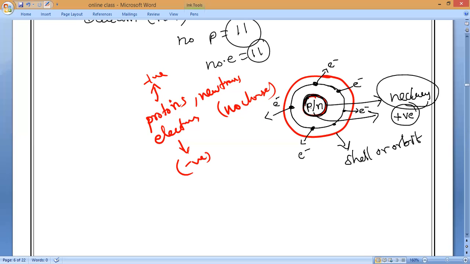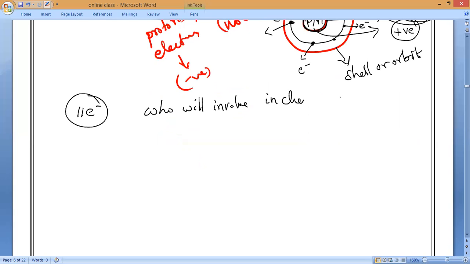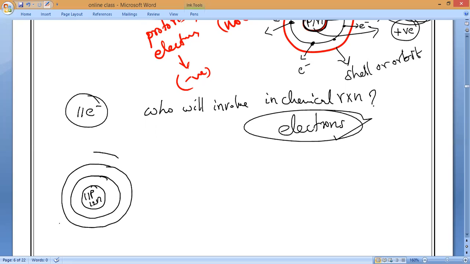Now, if you take the sodium atom, if you notice it very carefully, it has 11 electrons. Remember, who will be involved in the chemical reaction? Electrons. Yes, in a chemical reaction, always electrons only. No protons take part. Now, the sodium atom has 11 protons and 12 neutrons in the nucleus, and surrounding it a first shell, a second shell, and a third shell.